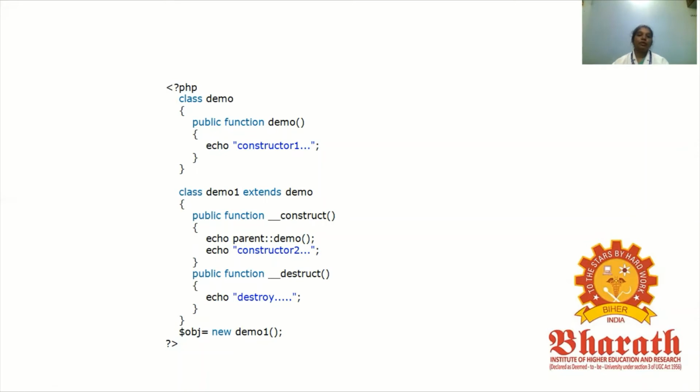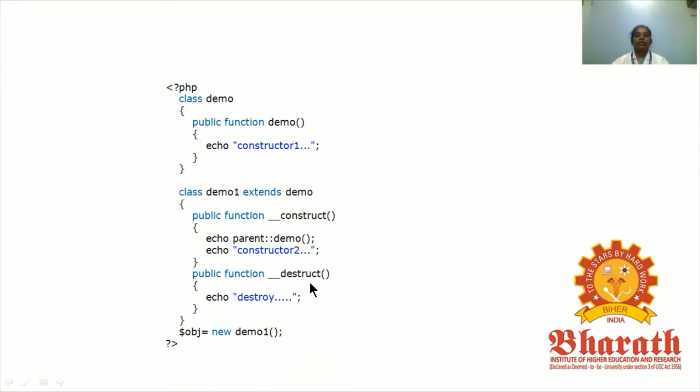See the demo one class. See the statement of the constructor: echo parent, scope resolution operator, demo. What does it mean? The parent scope resolution operator is used to invoke a member. Which class member? The parent class member. Demo is the name of the constructor. Parent, scope resolution operator, followed by the constructor name, so the constructor is invoked.